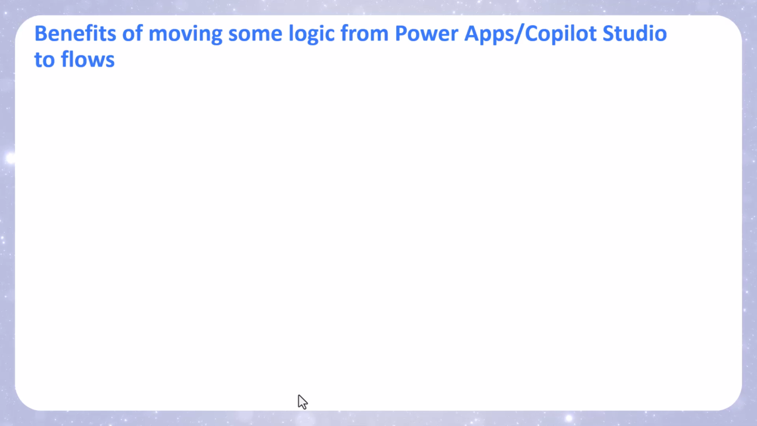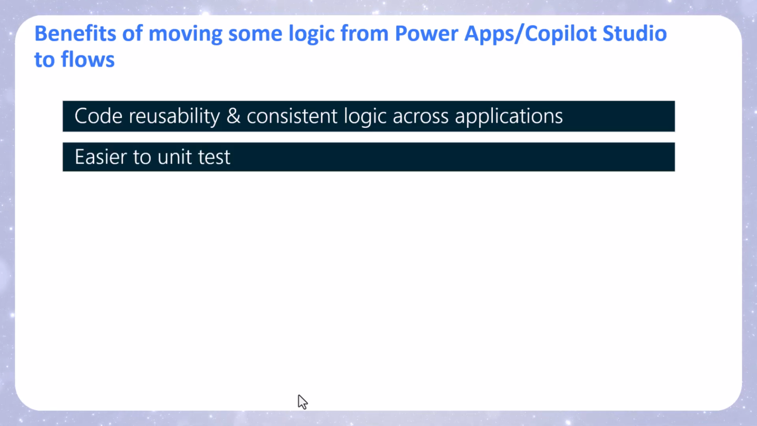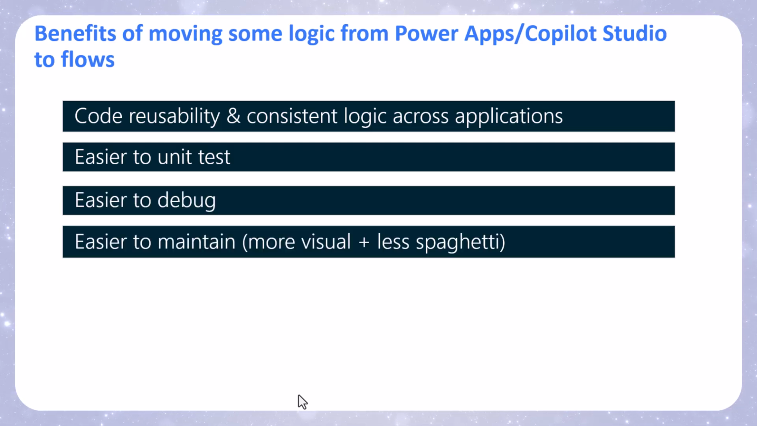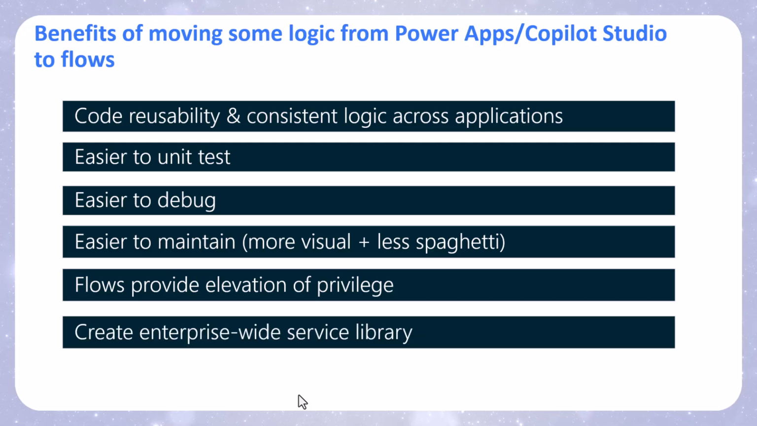Because there's a lot of benefit in moving some logic from Power Apps and Copilot Studio to flows. The benefits are that this provides code reusability and more consistent logic across your application. Flows are easier to unit test, easier to debug, easier to maintain. Flows provide elevation of privilege. Some parts of your flow can do more than what the end user can do. I will illustrate that later. And you can create an enterprise-wide service library with Automate flows.